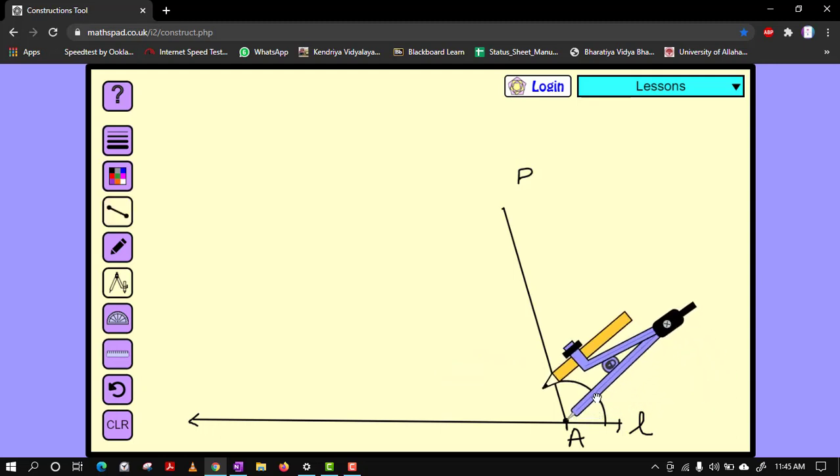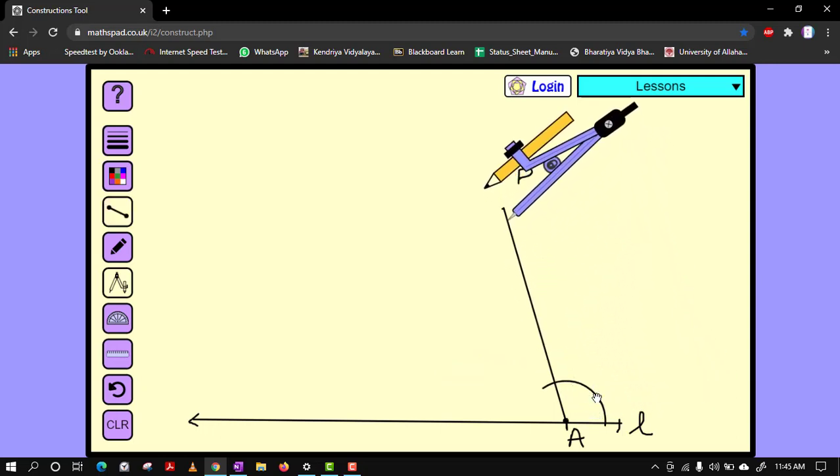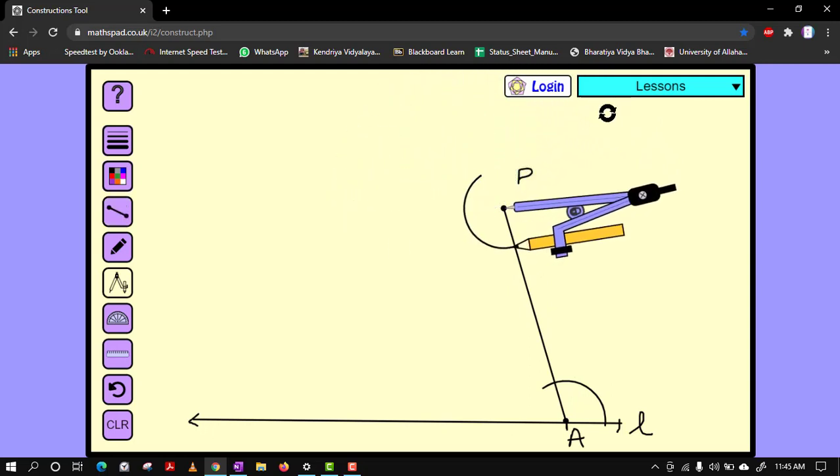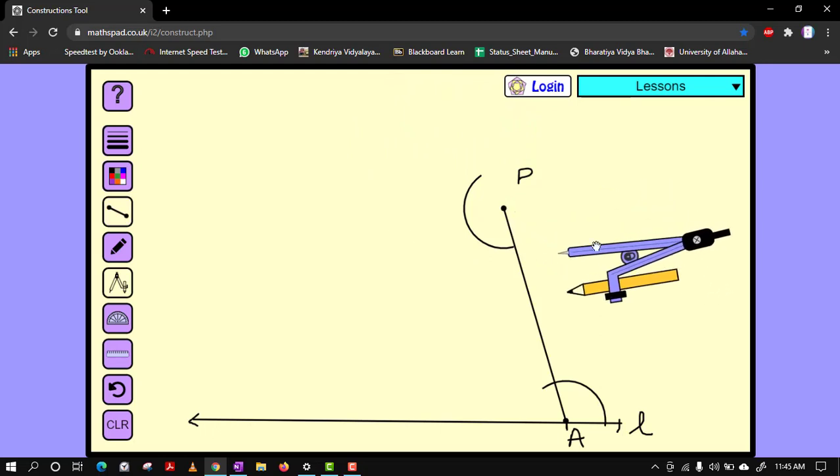Now let's draw the same arc on this side of the same radius. That means we don't have to move the compass. Now let's measure the angle, and we all know how to measure. Let me give it a name. Let me call it BC. So we have to measure this BC.